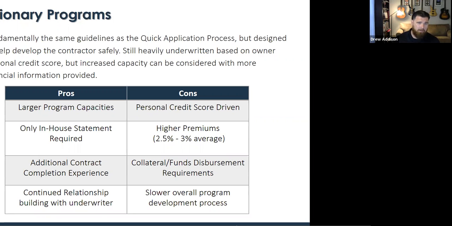You have to be prepared in these cases for the surety to require some sort of collateral requirement or funds disbursements requirement. And funds disbursement is commonly referred to as FDS. That's basically a third party controlling the payments from the owner, and then they cut the checks to your suppliers and your subcontractors and you at the end with the profit directly. So you have really no control over where the money goes. Money goes from the owner to the FDS company wired directly. And then from there, the checks are cut, right?